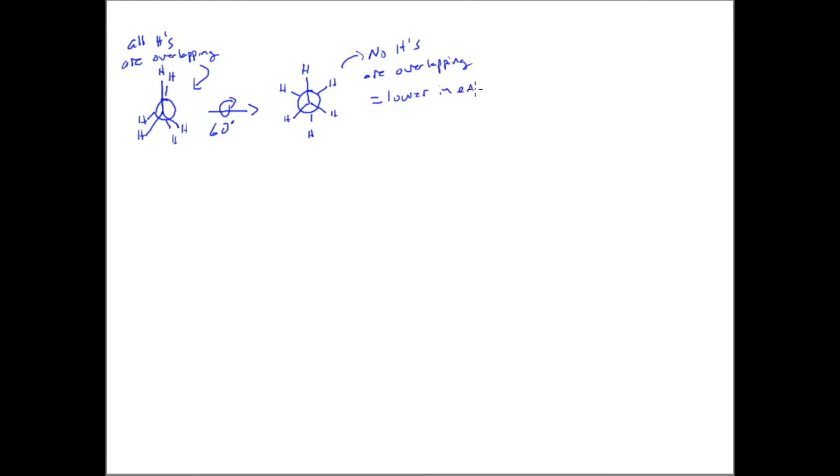Because they're not overlapping, they are lower in energy, since we don't have the two electron clouds bumping into each other. Remember, a negative and a negative are going to repel. This gives us the names of the two different types of conformations, which are called different conformers. We have the eclipsed, where they're totally overlapping, and the staggered, where they're in between each other. Now let's look at butane. We're going to look down the C2 to C3 bond of butane.